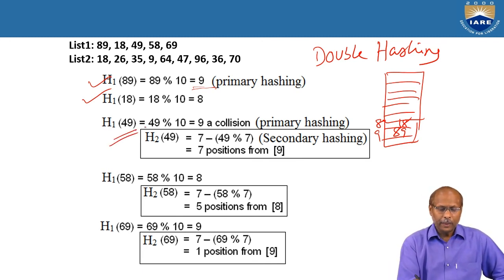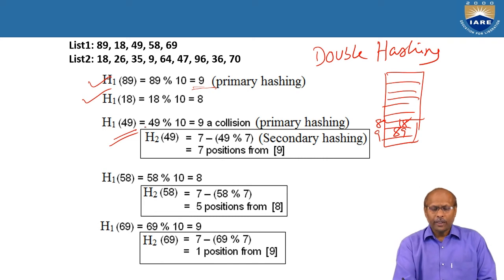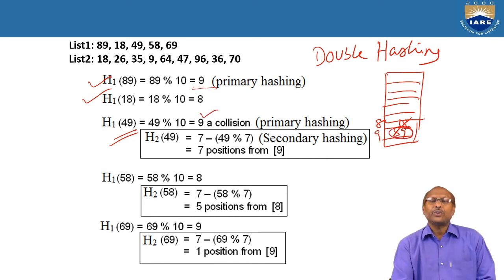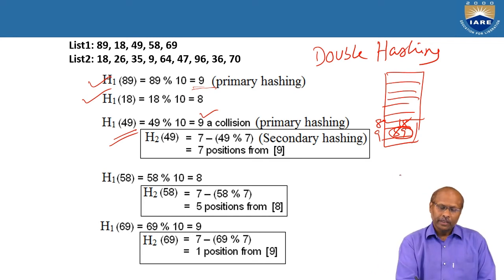Next, 49. When you apply h1 of 49, 49 modulus 10, that gives you 9. But in the 9th position already data is there. So that means there is a collision. Whenever a collision occurs, that time you have to apply the second hash function. Your second hash function is 7 minus key modulus 7.